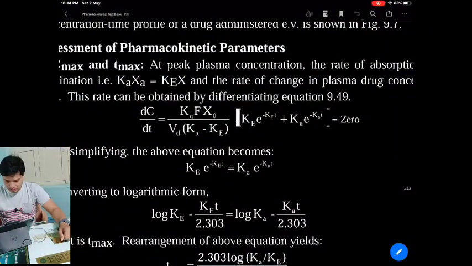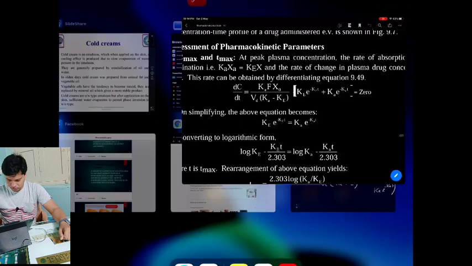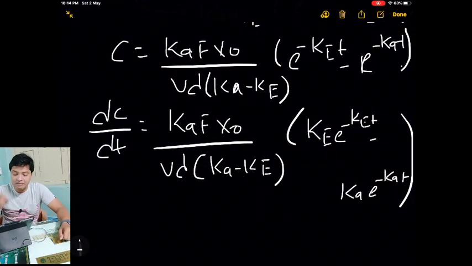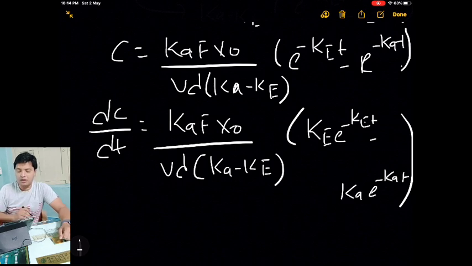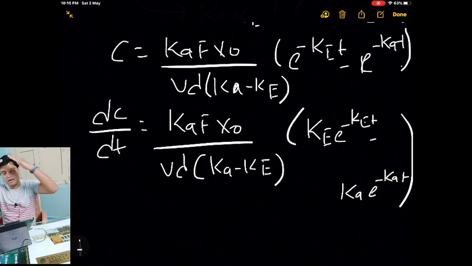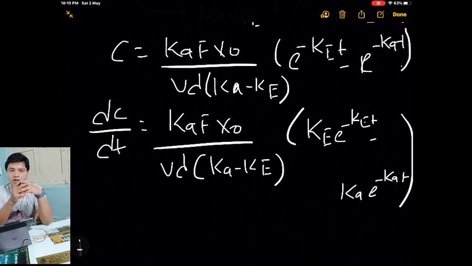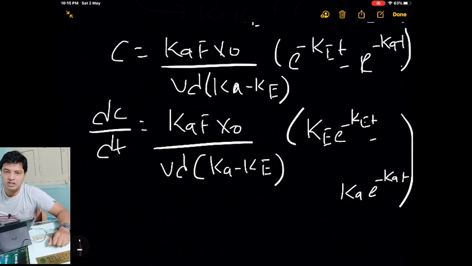Now, because we are determining Cmax and Tmax, our parameters to be determined are Cmax and Tmax. So at the Cmax, what happens when I am drawing that graph? I told you, when we reach the Cmax, the rate of absorption will be equal to the rate of elimination, and the rate of change of drug will be 0, because absorption is equal to elimination.